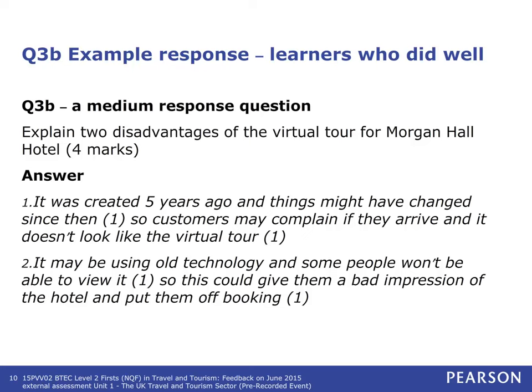loss of bookings. Learners that did well recognized that there were 2 marks available for each disadvantage and therefore needed to make 2 points. So they gave 1 point where they identified the disadvantage, and the second point was the explanation. These learners also showed they could apply their knowledge of disadvantages to the hotel.